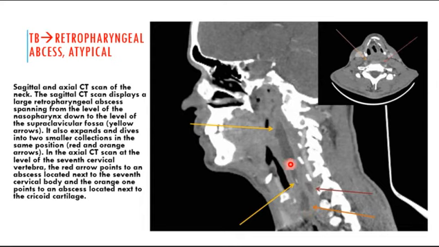In the axial CT scan at the level of C7, we see the abscess located next to C7, and another abscess next to the cricoid cartilage. We see two abscesses. It's divided into two abscesses.